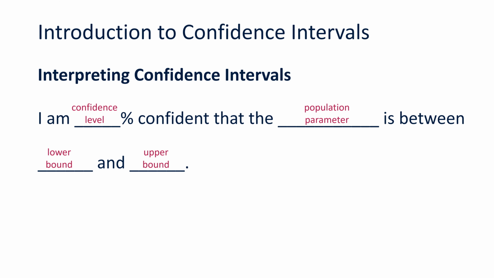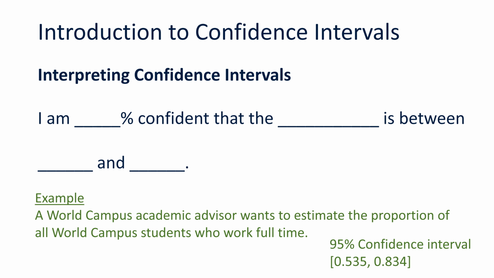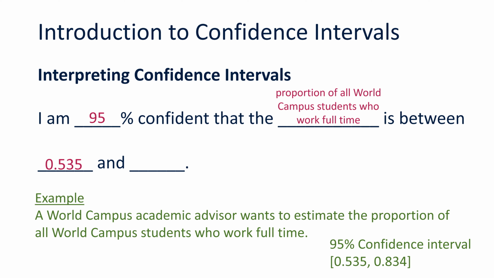Let's look at two quick examples. Going back to the scenario from earlier, the 95% confidence interval for the proportion of all World Campus students who work full-time was 0.535 to 0.834. To interpret this, I would say that I am 95% confident that the proportion of all World Campus students who work full-time is between 0.535 and 0.834.